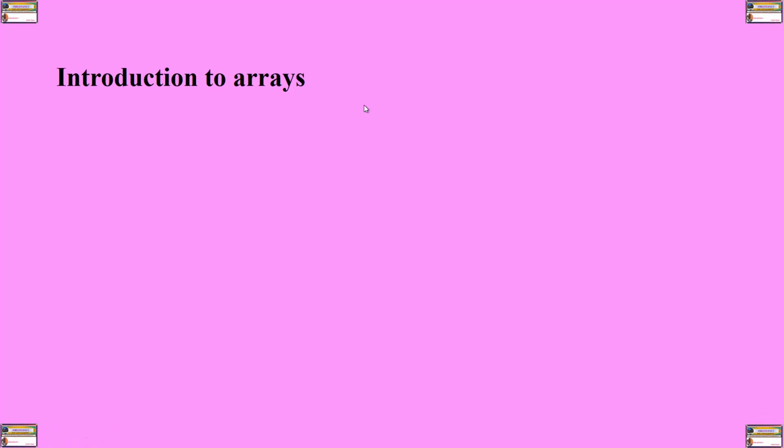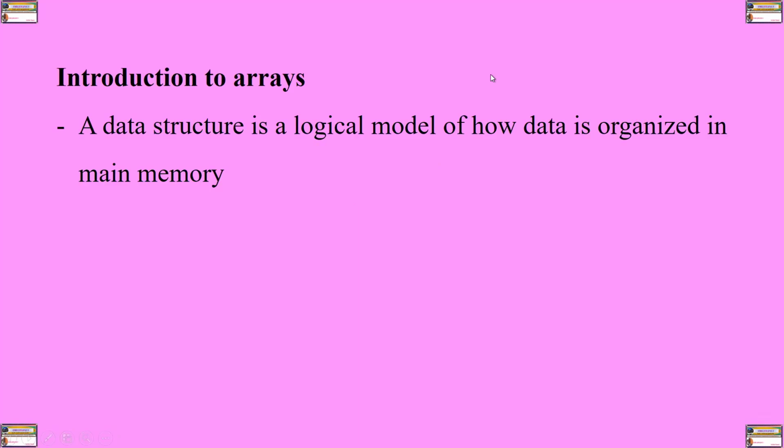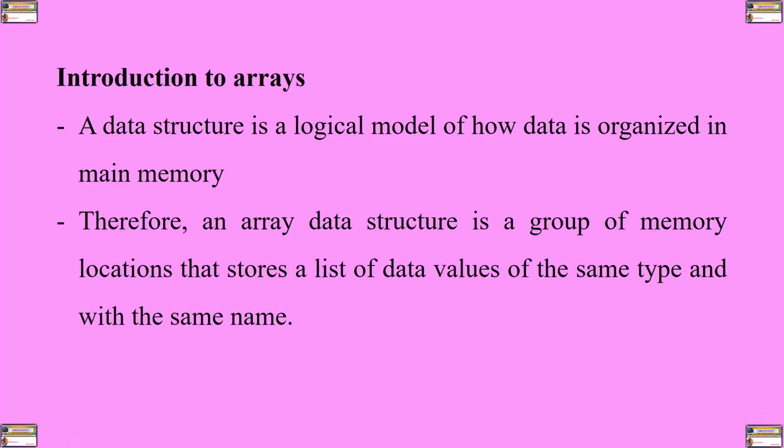Let's begin by looking at the introduction to arrays. An array is a data structure which contains data that is of the same type. So, what is a data structure? A data structure is a logical model of how data is organized in main memory. Therefore, an array data structure is said to be a group of memory locations that stores a list of data values of the same type and with the same name.